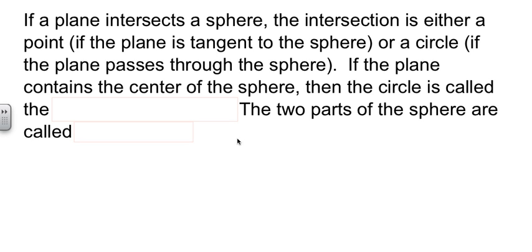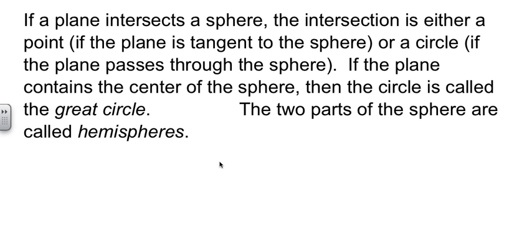Now, if the plane happens to go through the exact center of the sphere, then the circle that you get is called the great circle. It's the biggest circle you can make out of that sphere. And when you have the great circle, you cut the sphere into two equal parts called hemispheres.